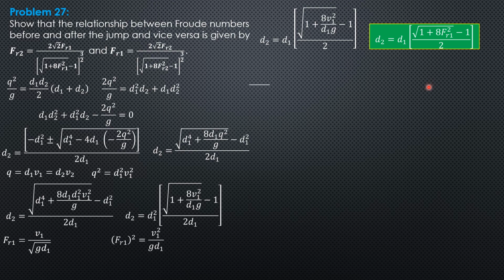So let's continue. So v2² over g d2, which is Fr2², is equal to v1² over g d1, Fr1², because this is depth 2 from here.